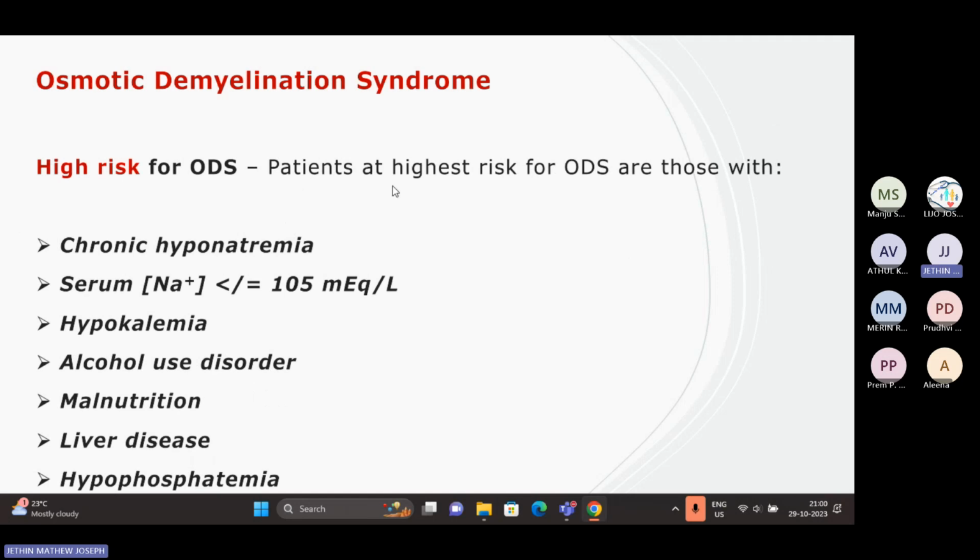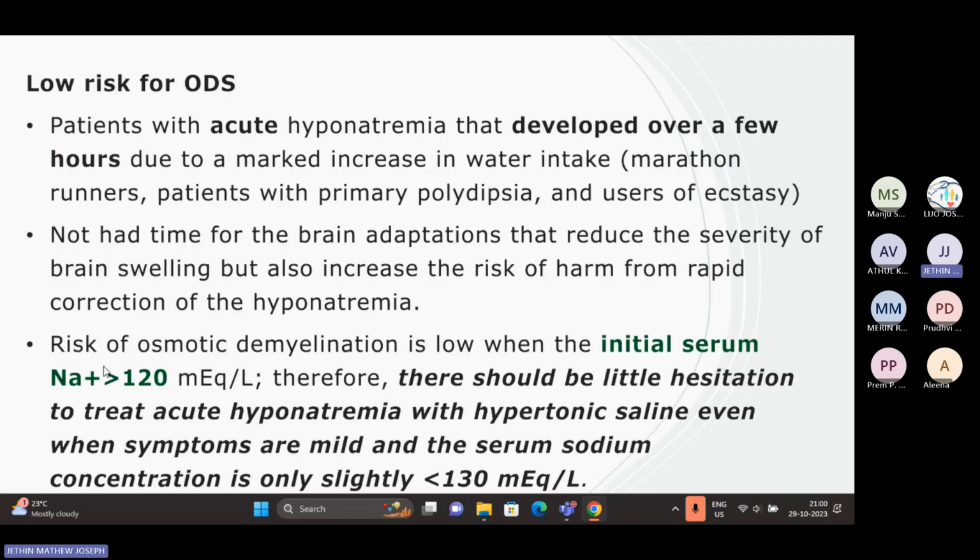As I mentioned earlier, patients at high risk for ODS are those with chronic hyponatremia, very severe hyponatremia of less than or equal to 105, concurrent hypokalemia, history of alcohol use, malnutrition, history of liver disease, hypophosphatemia. And low risk for ODS will be patients presenting with acute hyponatremia that developed over a few hours. The acute hyponatremia itself will be dangerous to the patient, but the risk for ODS is very low.